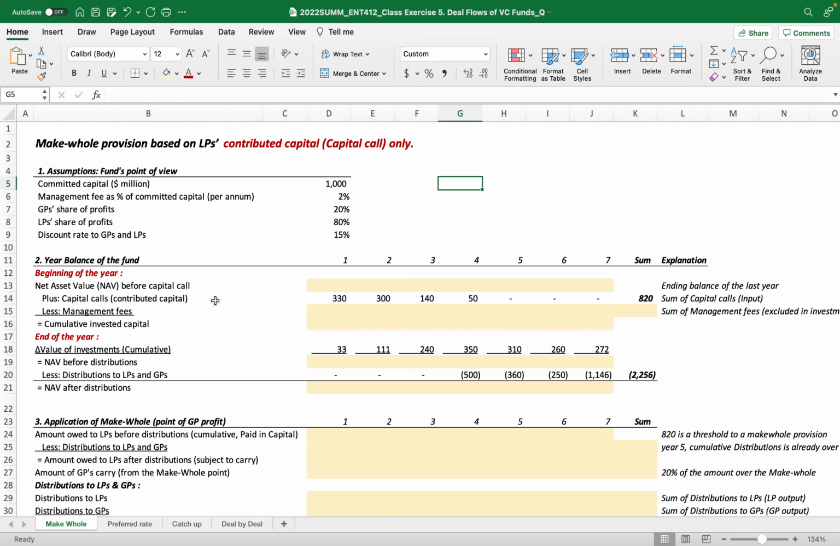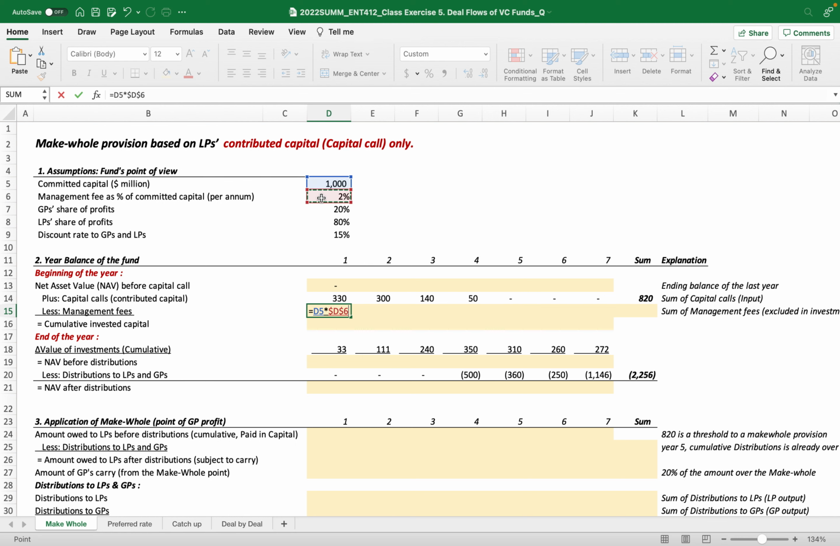So let's go. First, the beginning of the first year, net asset value before capital call. What is this? Definitely zero, because not yet contributed. Now the 330 million is the first capital call to the LP, and then the GP received this money. Now, the management fee is not based on the capital call, it's 2% of a billion, right?